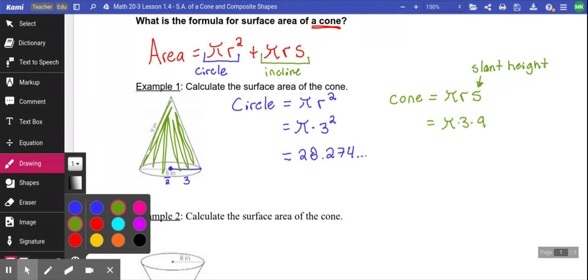You know what sucks when you make a long calculation and you make one mistake? That is the worst. If you throw that in your calculator, so you've got pi times 9 times 3, that is 84.823.